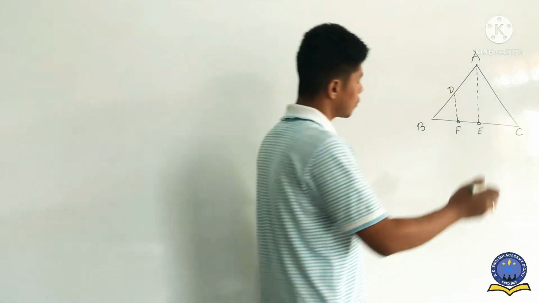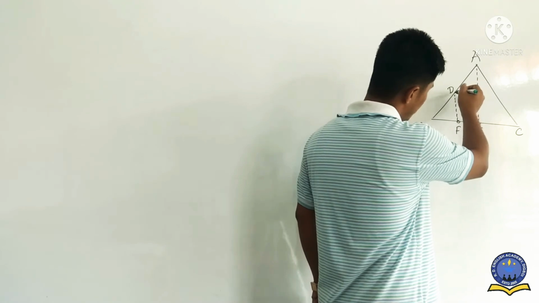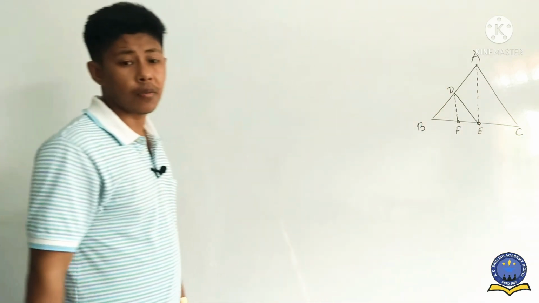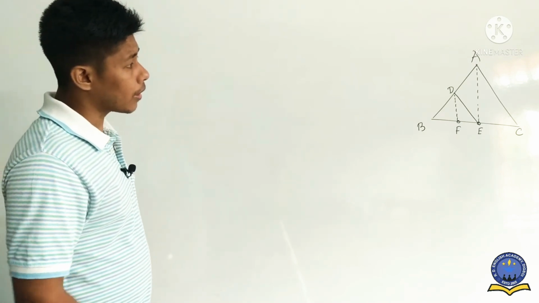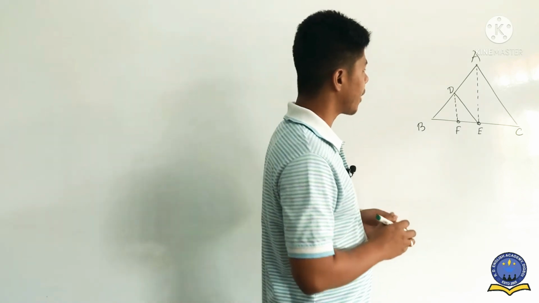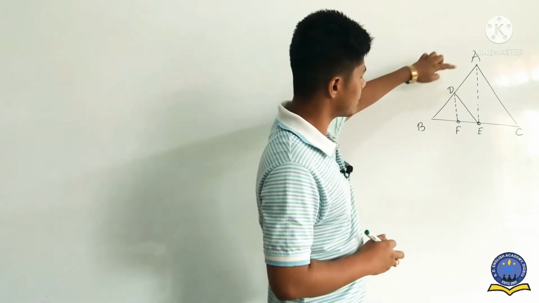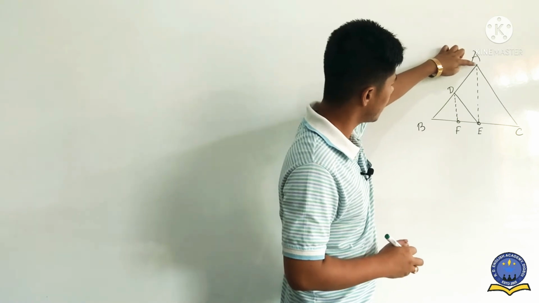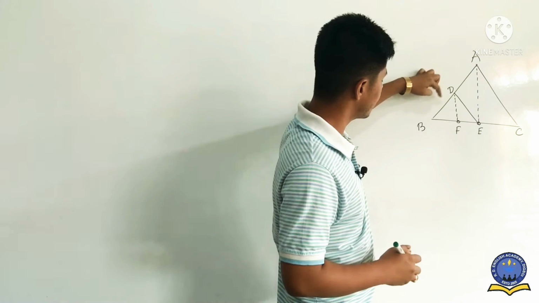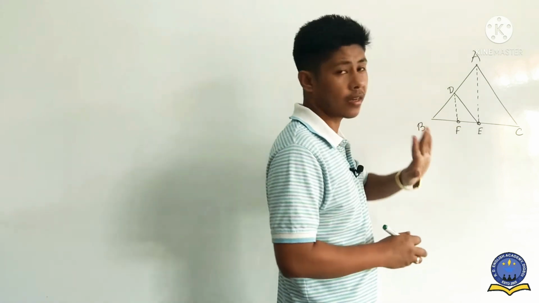So two lines are given. The first one is AE and another one is DF. Now we have to join these two, that is DE. This one we have to join. So what we get here: already I told you two triangles are here. The first triangle is ABC, and another one is DBE, this is another triangle.